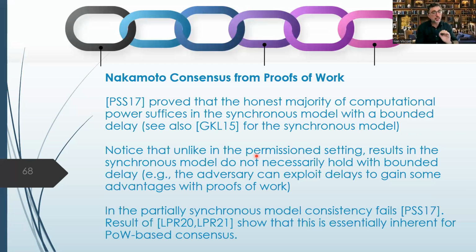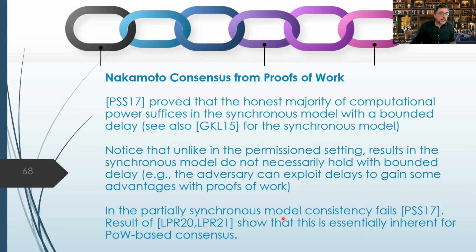For the permissionless setting instead, because of these proofs of work, the 2 models are not equivalent. So it is actually a very important result. Pass et al. proved that even in the bounded delay model, even that requires you to know this bound, the consensus achieved by the Nakamoto consensus is secure, achieves consistency and liveness, but with these assumptions.